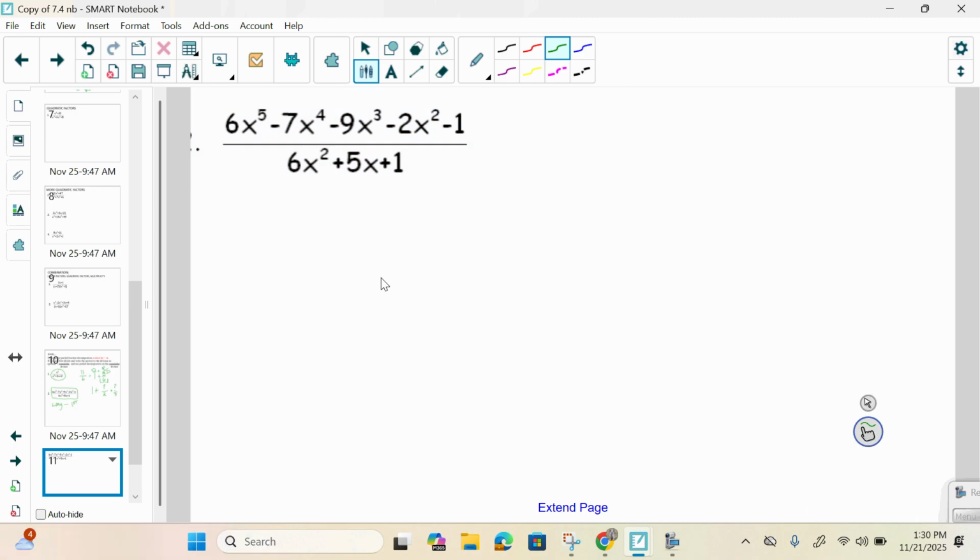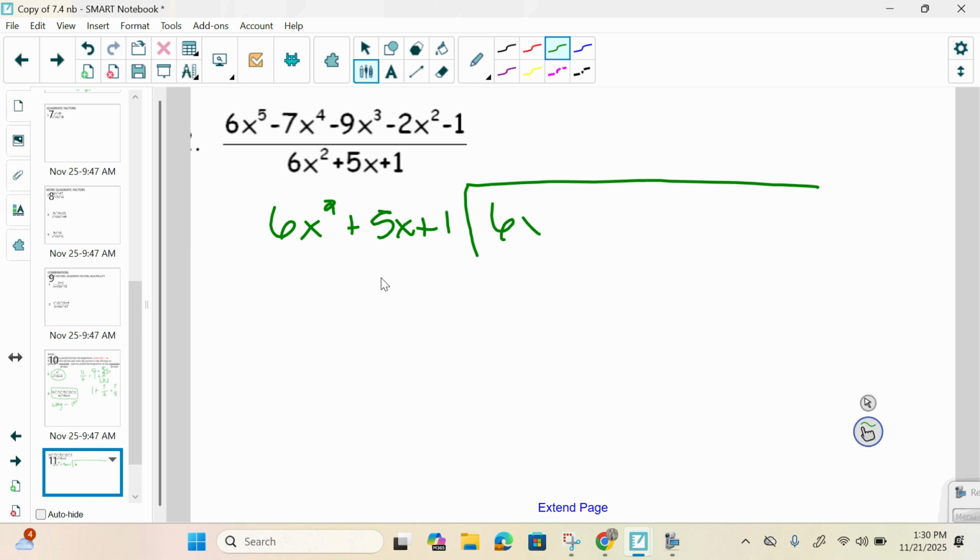So divisor, 6x squared plus 5x plus 1 going into 6x to the 5th, 7x to the 4th, 9x cubed minus 2x squared. I don't have an x term, so I'm going to do a placeholder of a minus 1. So it looks overwhelming because that polynomial is so big in the dividend, but it's really not that. It only takes like 2 parts to divide.